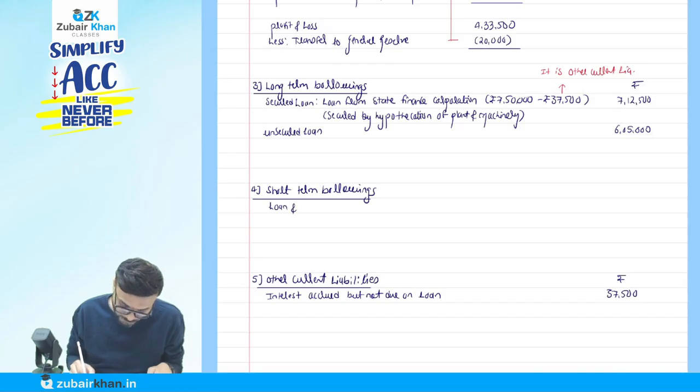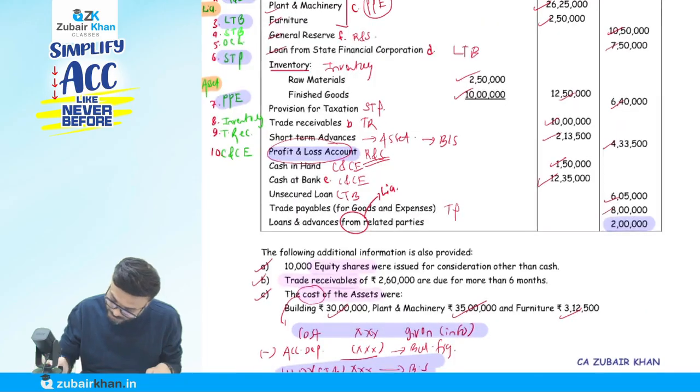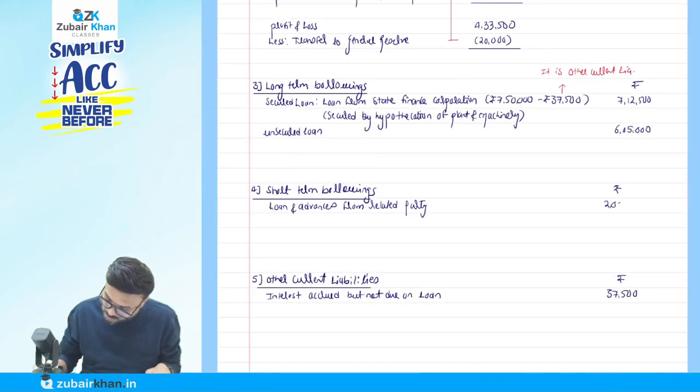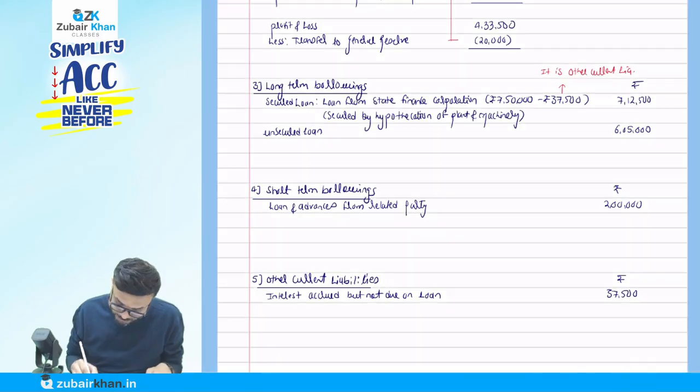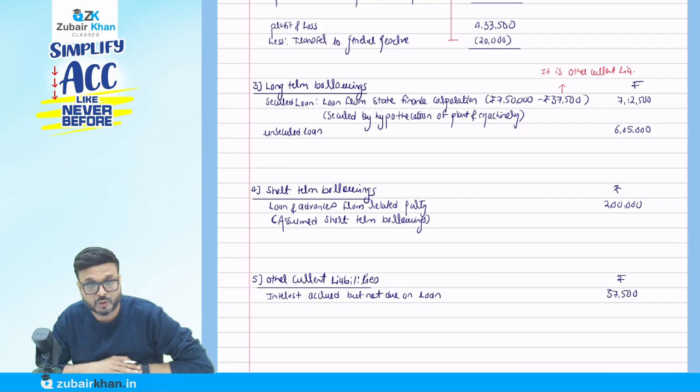Loan and advances from a related party. Write down there, amount is given there is 2 lakh. And write down in bracket, assume short term borrowings. Assume what? Short term borrowings.